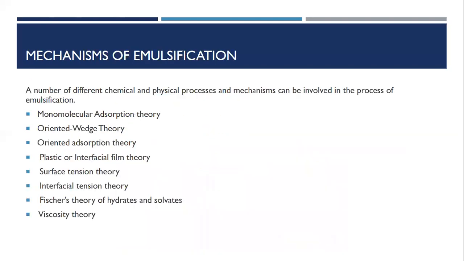The next is mechanism of emulsification. And there are different mechanisms. A number of different chemical and physical processes and mechanisms can be involved in the process of emulsification. These are monomolecular adsorption theory, oriented wedge theory, oriented adsorption theory, plastic or interfacial film theory, surface tension theory, interfacial tension theory, Fischer's theory of hydrates and solvents, and viscosity theory.